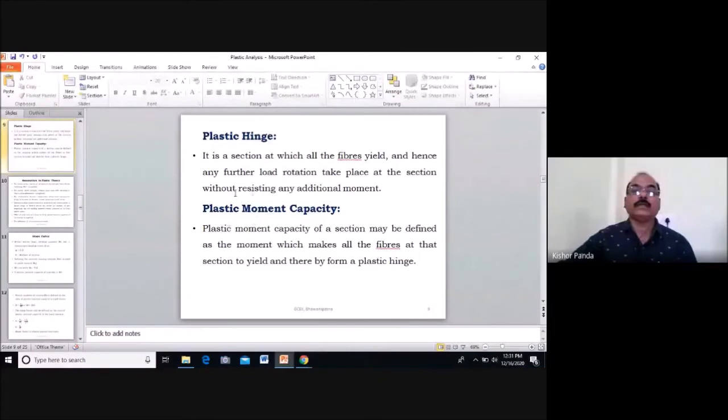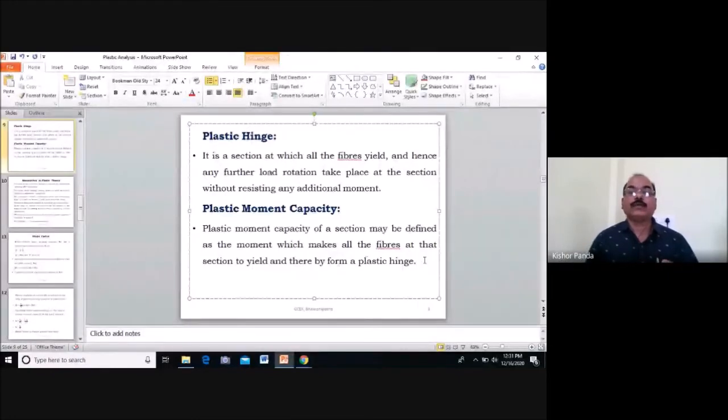And what is plastic moment capacity? The plastic moment capacity of a section may be defined as the moment which makes all the fibers of the section yield and thereby form a plastic hinge. When at any section all fibers yield, the hinge formation takes place. At that moment, what is the moment carrying capacity of the section? That is called the plastic moment capacity.